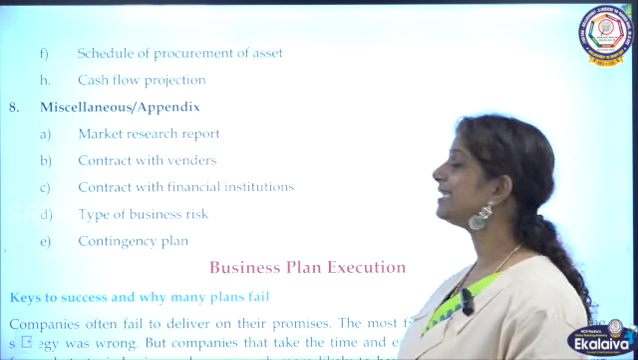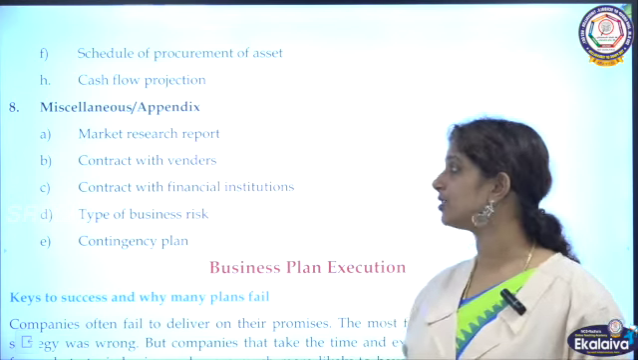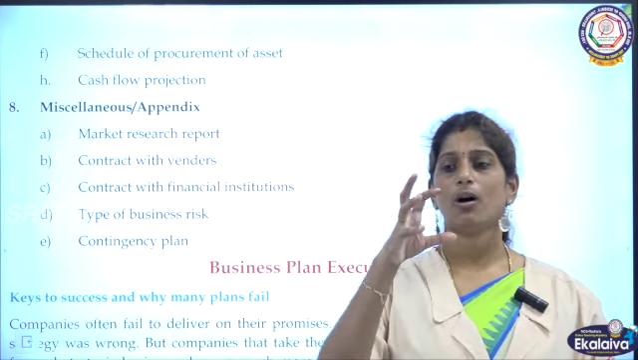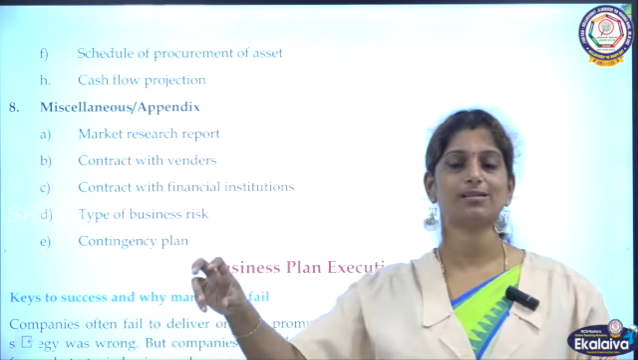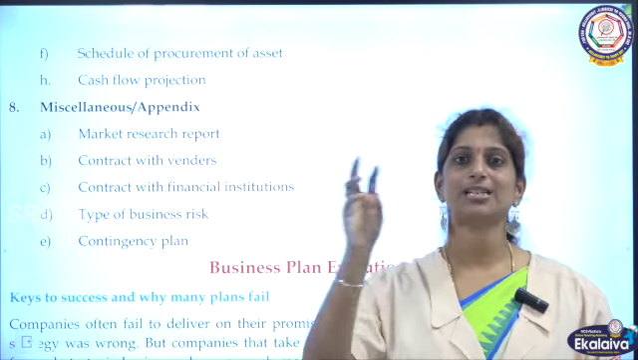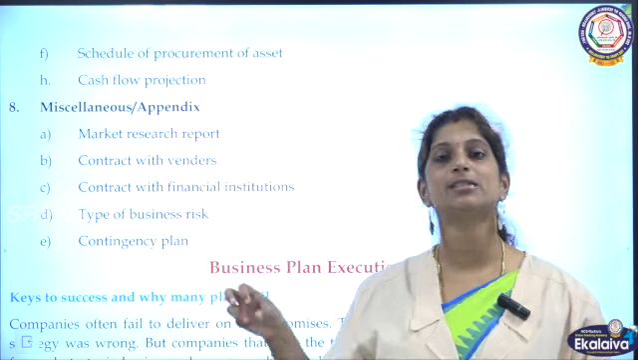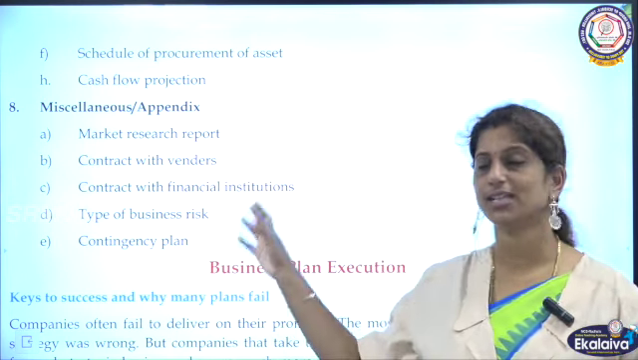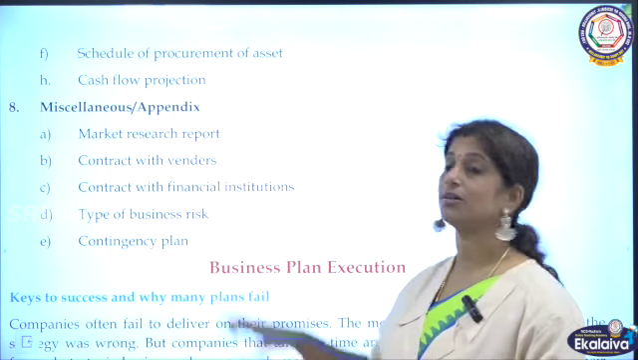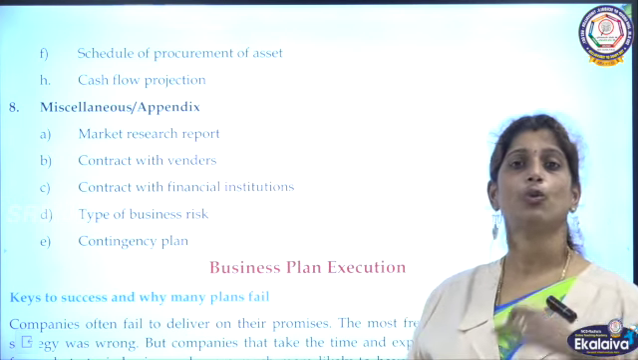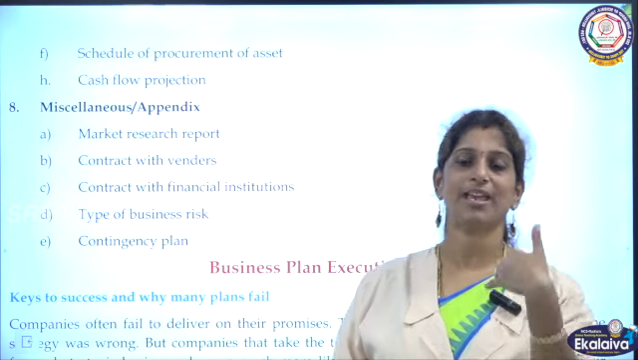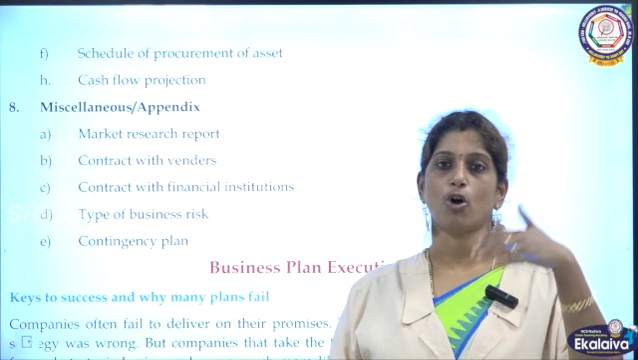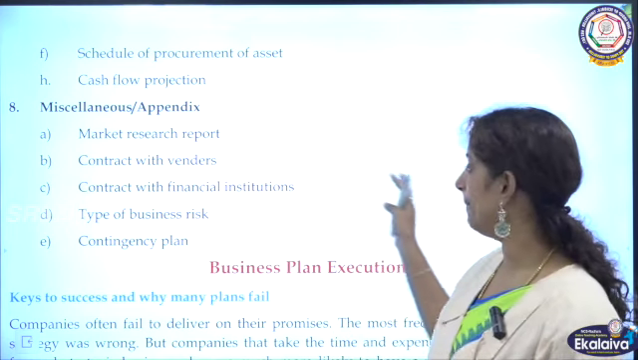And then comes the miscellaneous details, the market research report which we will make before launching our product, right? So how this product is going to be successful, how the product is going to stand in the market, what is the competitors' take on this product. So all these things come under this market research. And then the contract with vendors, right? So vendors are the people who are going to supply us any kind of raw material which we require for business. So the contracts with the vendors should be mentioned.